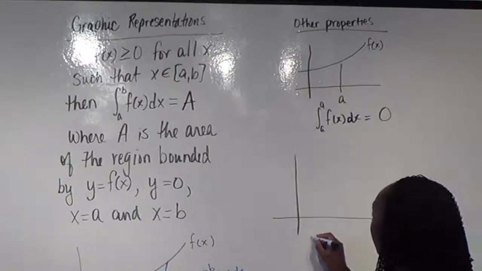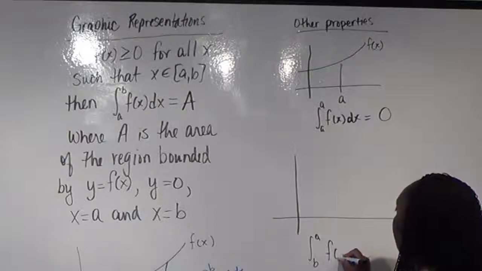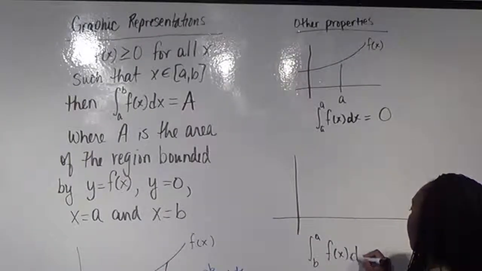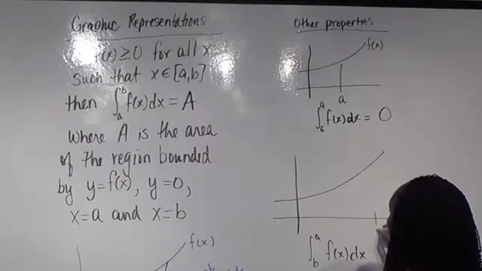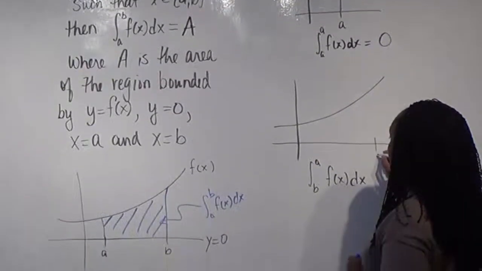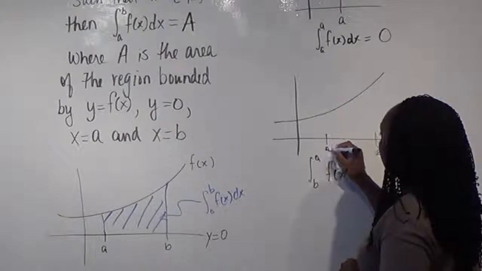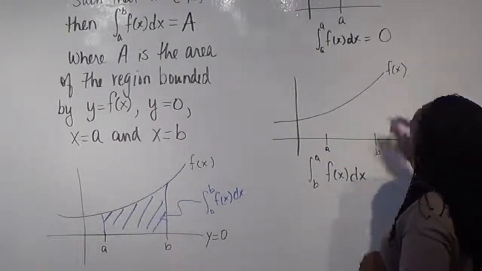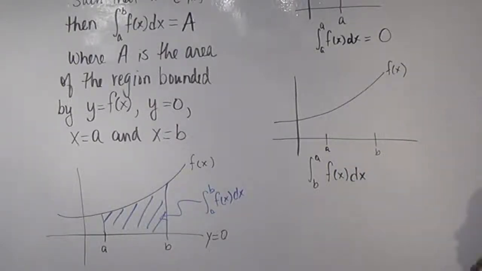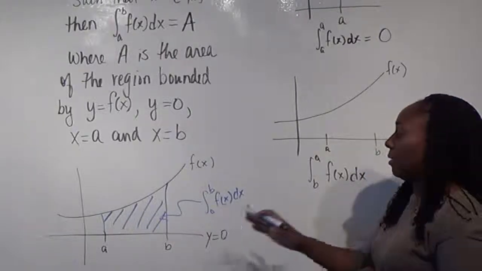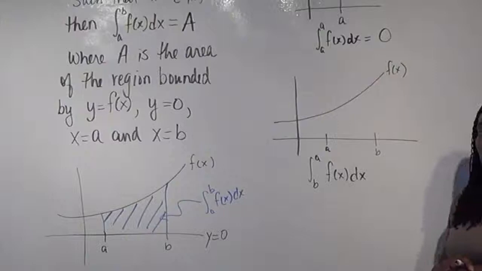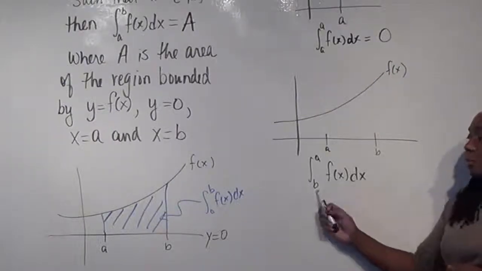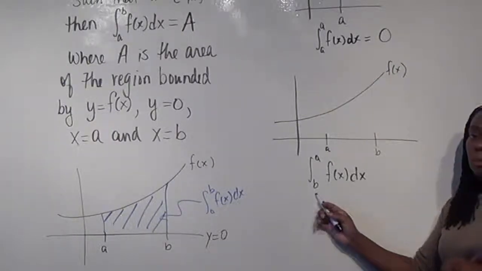If I look at the integral from b to a of f of x dx, now you'll notice I set up this picture the same as I did before. A is to the left of b, and my function is still entirely above the x-axis. The only difference is I'm looking at the interval backwards.